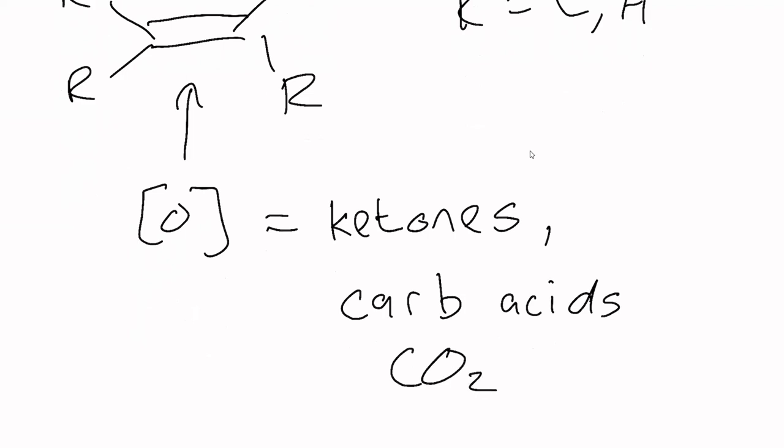Oh, it's glitching now, so I'll stop the meeting and then we can go to ethanoic acid again. Ethanoic acid is a carboxylic acid, correct. So we're saying that we can form ketones, we can form carboxylic acids, and we can form carbon dioxide. Cool. So when we break the double bond and we oxidize it, we can form a ketone, a carboxylic acid, or carbon dioxide.